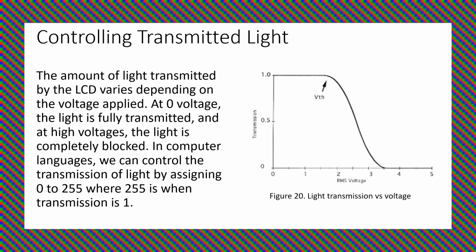Now, in computer languages, we can control this by assigning different transmission levels. If the value of the transmission is 255, then all the light passes through, and if the value is 0, then there's no light passing through. Everything in between would be different transmissions.